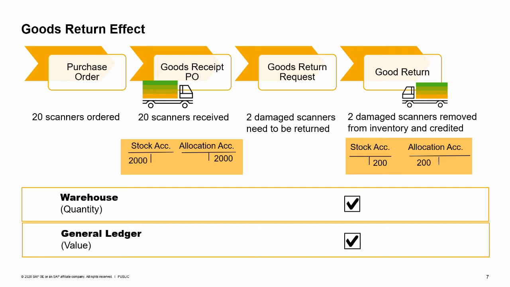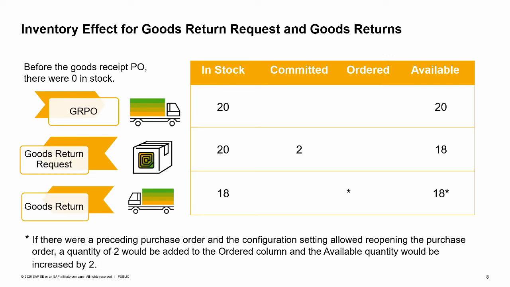Note that when a goods return is created without being based on a previous document, the value of a moving average item is the current item cost calculated for the item and not the unit price entered in the goods return document.